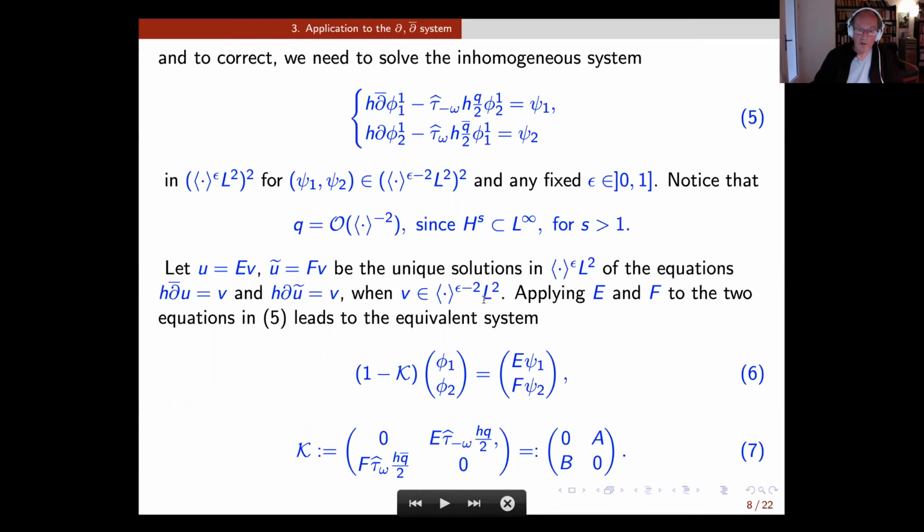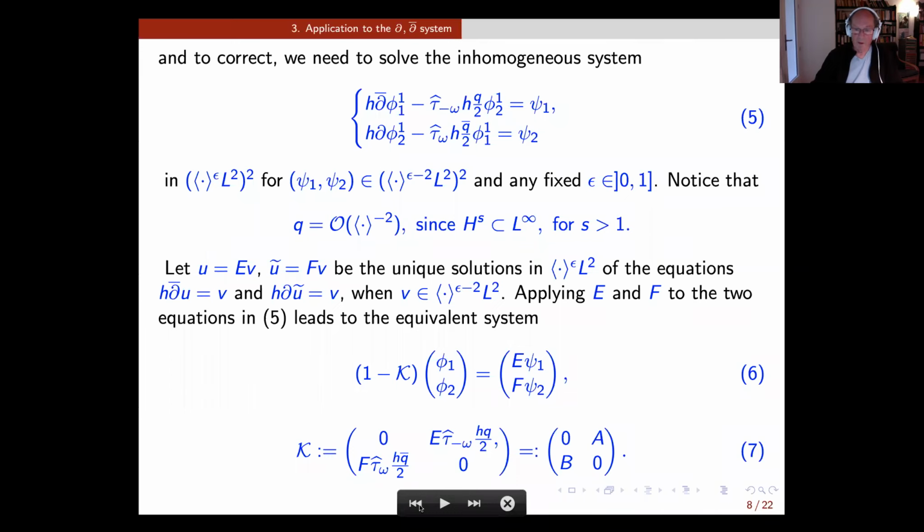When v is in this space, then as we have seen, u and u tilde will be in this space. For the equation d, we have the same results as for d bar, because it's just the complex conjugate. Now I invert this operator and I get a new system which takes this form: 1 minus K acting on phi 1, phi 2 equals, then I have to put an E here and F here. The operator K is 0 on the diagonal, and off the diagonal I have this thing here composed with E to the left, and this thing here composed with F to the left. By definition, I call this operator A, and this operator B.